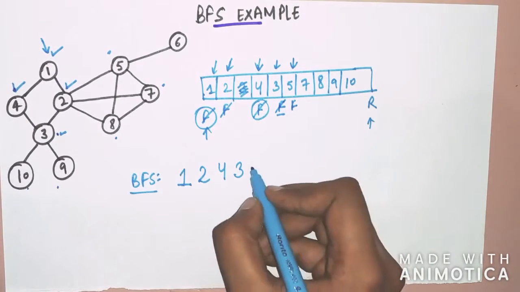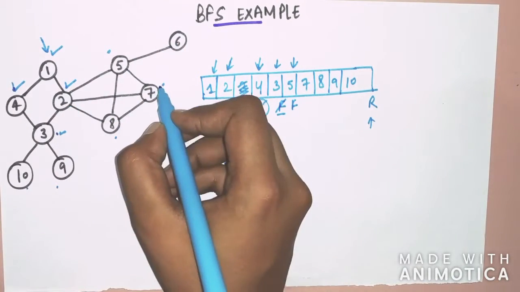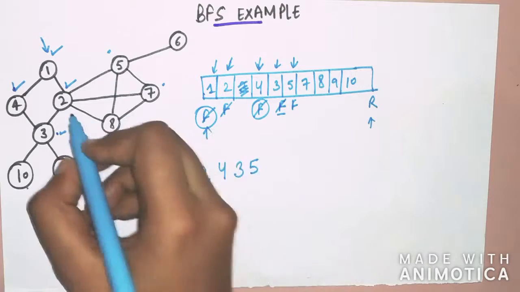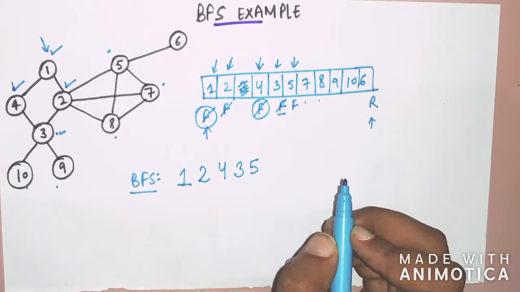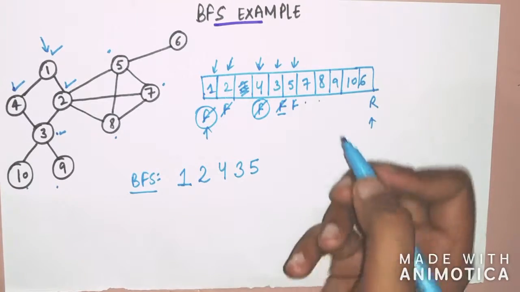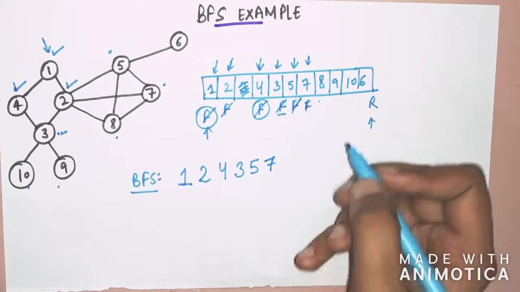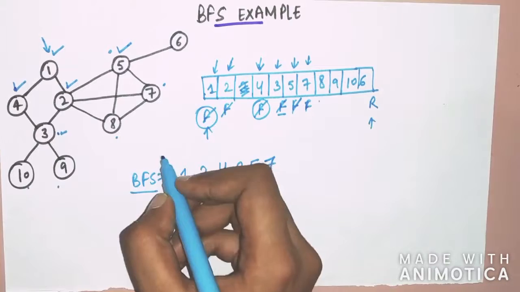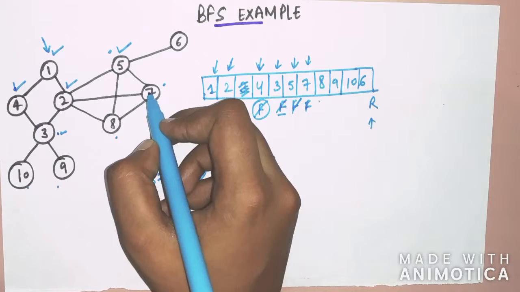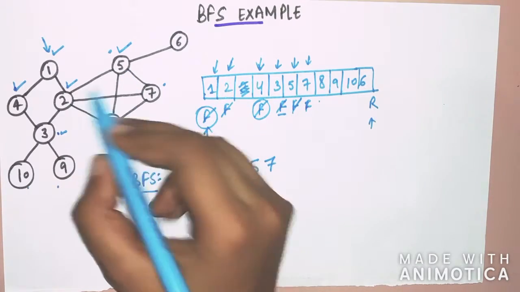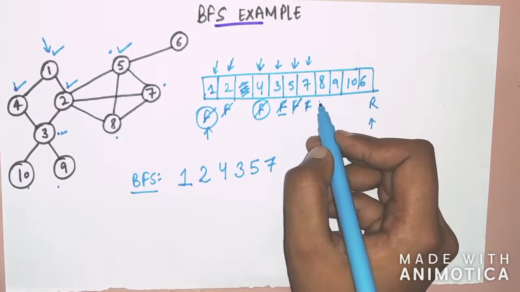So 5 will be printed out. For 5 I have 6, 2, 7 and 8. My 2 is already visited, 6 is not in the queue so I will enqueue it, and 7 and 8 are already in the queue, so I can't enqueue them again. So my 5 is also visited. Now I will go to 7. I will print it first, and for 7 I have 8, 5 and 2 only. My 2 is already visited, 5 is already visited, only 8 is left, and 8 is already in the queue, so I can't enqueue it.